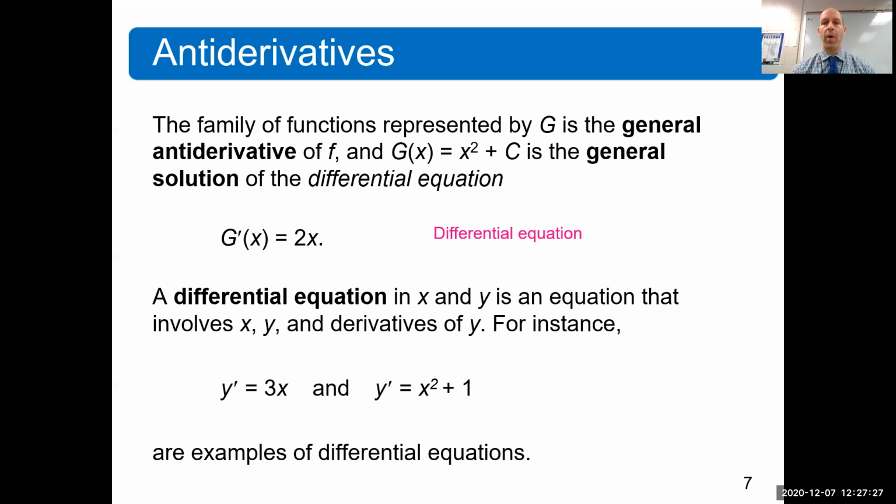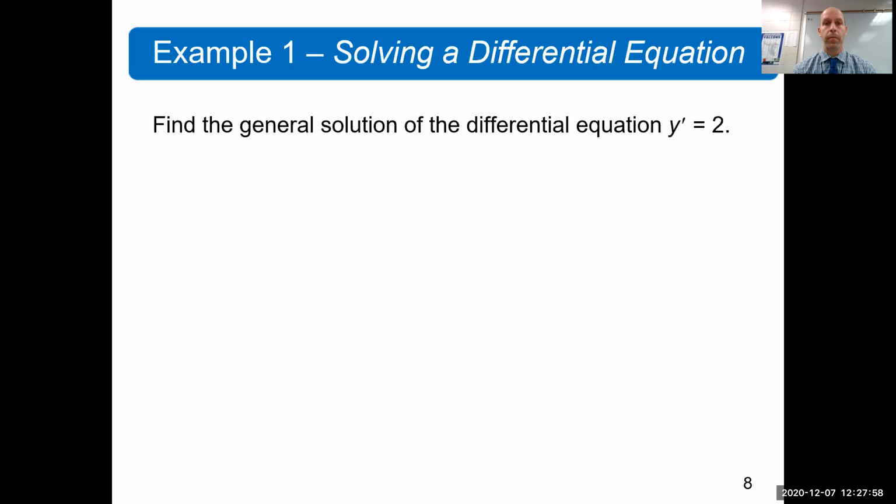The family of functions represented by g is the general antiderivative of f, and the general solution is given for the differential equation g prime of x equals 2x. That's a differential equation. It's a derivative. That's why we call it a differential, and it has an equal sign. That's why it's an equation. And there's the definition right below. So it turns out that y prime equals 3x is a differential equation, as y prime equals x squared plus 1 is also a differential equation.